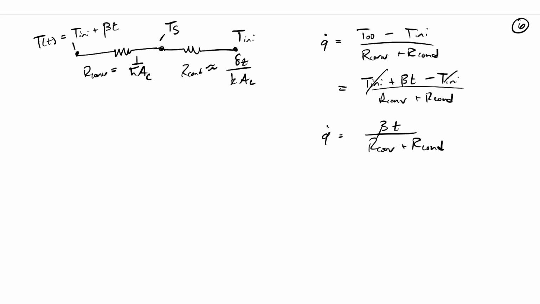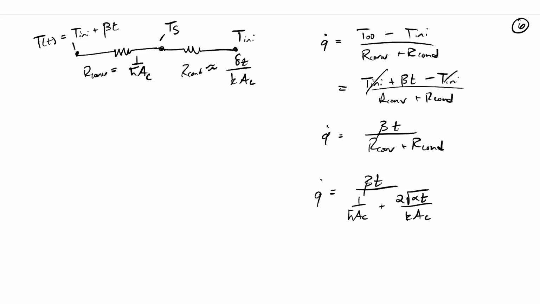So the last thing we want to do is include the resistances. So we have Q dot is equal to beta times time over 1 over h bar AC plus, what's our relationship for delta T? If you remember back a couple lectures, it was 2 times the square root of alpha times time, and that's divided by k AC, right? So there's our really rough conceptual model of how heat transfers as a function of time.